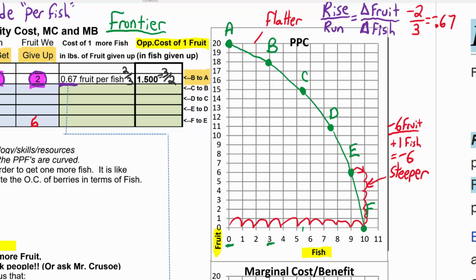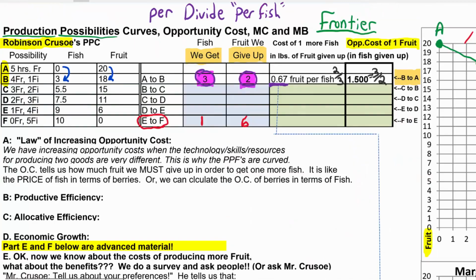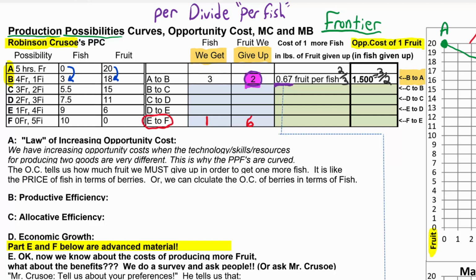1 over the slope is telling us the opportunity cost of each fruit if we were going backwards, right? 1 over that slope is kind of the inverse of that relationship. We'll go through one more together. But after we go through this one more together, you pause the video and you fill out the rest of this table and figure out what these opportunity costs are, all right? Let's finish F here first.